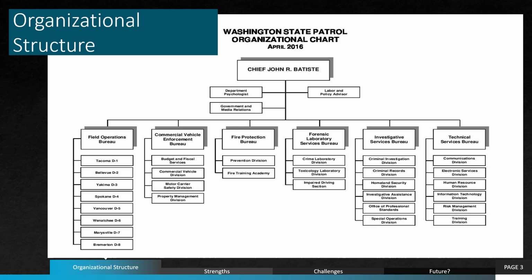Forensic Laboratory Services Bureau, they handle all of the crime lab, CSI investigations, toxicology lab. Anytime there's a blood draw or any type of drug substance that needs to be tested and identified, that's the type of work that they do. And the impaired driving section, they manage the breath test equipment that is operated for not only the State Patrol, but for all law enforcement in Washington State. Investigative Services Bureau, that's where the detectives and more of the specialty investigative units are housed. And then the Technical Services Bureau really is civilian heavy, a lot of communications officers, electronic services, the hiring folks at human resources, information technology, maintaining computer systems and software and servers, risk management, and then the training division.